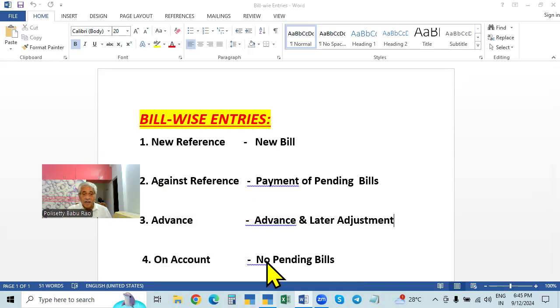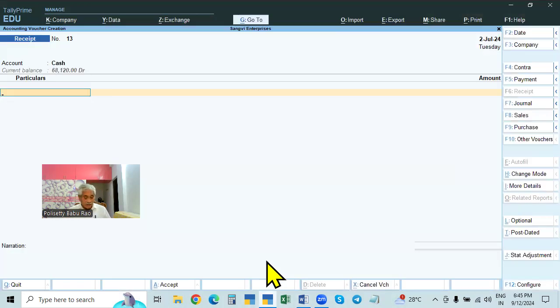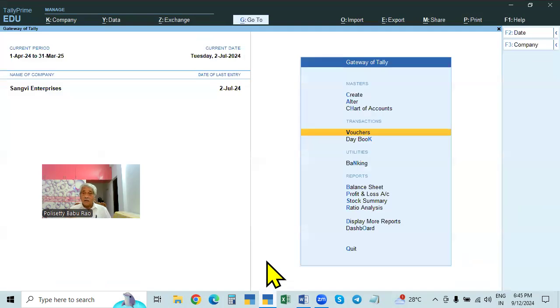See, what is meant by on account is, when you are making the entries, new reference is the new bill, advance is advance, adjusted after the sales or purchase, and against reference is when you are making the payment or receiving the money against the old bills, the pending bills. But what about on account? If there is no reference, means no pending bill, old bill, no pending bill is there. In such a case, we don't know the details of the pending bills. Only we know amount due is 1 lakh. Out of that, some amount is paid.